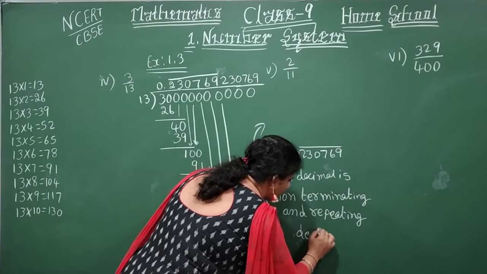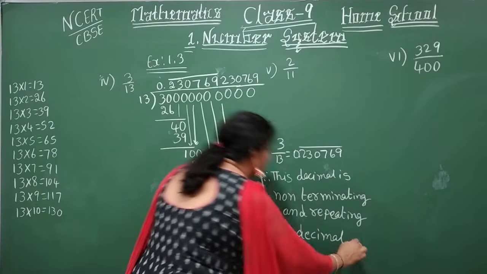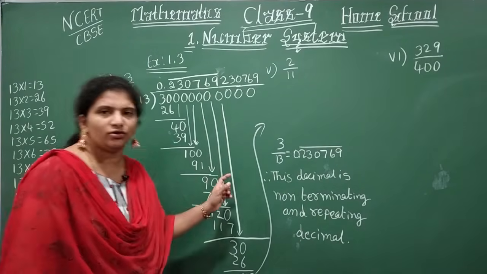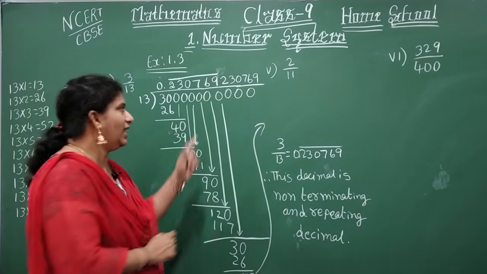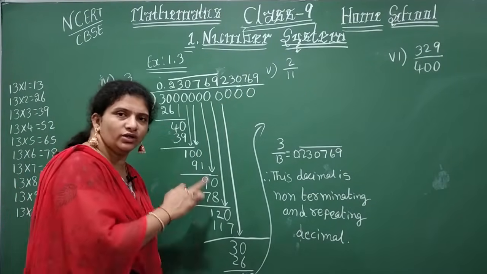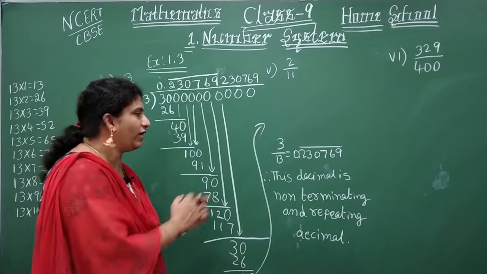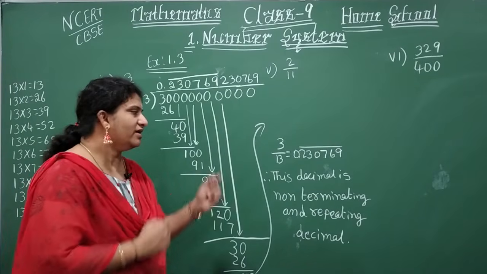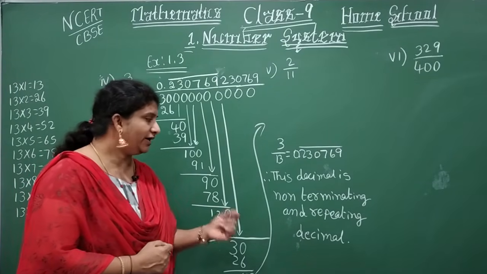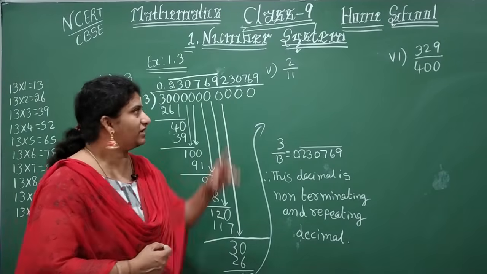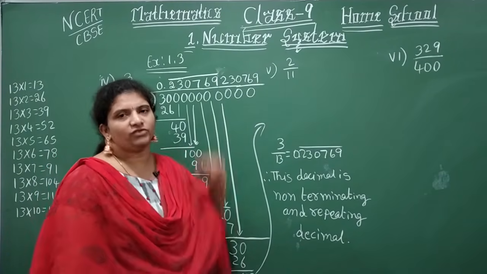Non-terminating and repeating decimal. See here children, in your fair notes you need to do this decimal. Up to here you need to do the division. Okay, then you have to end your problem and say this type of decimal is a non-terminating and repeating decimal. Let's move on to your fifth problem.